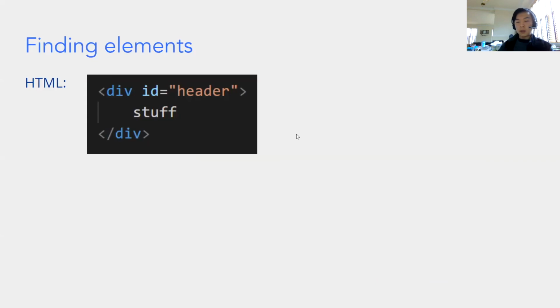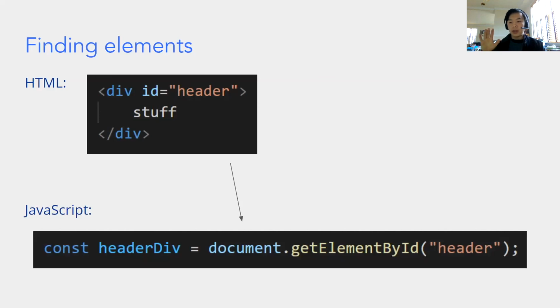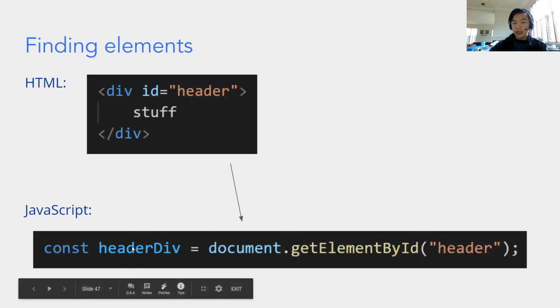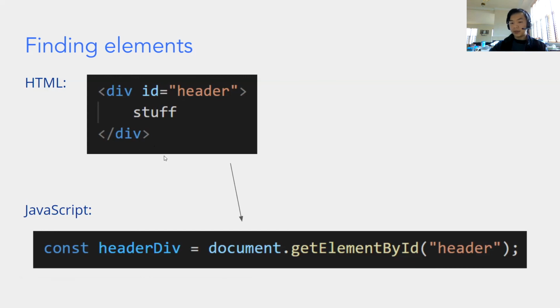The first thing we probably want to do to interact with our website is to find an element. If we have something on our site, we need to be able to access it from the JavaScript. This is a function that sounds like it does exactly what it should: document.getElementById. The input is just the name of the ID, and you can assign it a name. So in the JavaScript, I have assigned this header div to be this chunk of stuff in the HTML.